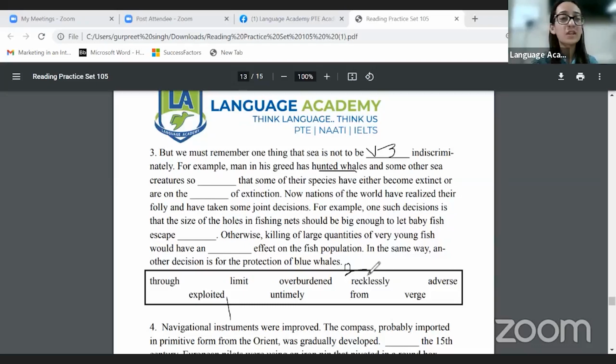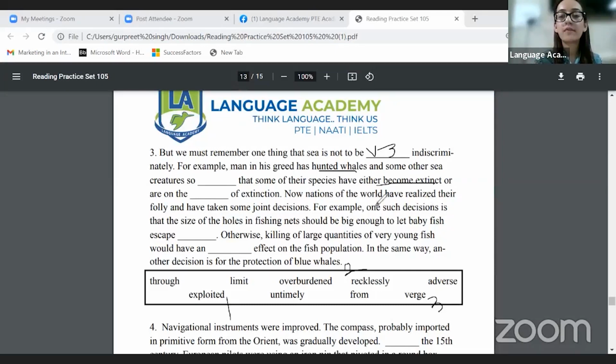Recklessly means very, very carelessly, without thinking what adverse consequences it can have. So that is reckless behavior, careless behavior. So either they have already gone extinct or are on the verge of extinction. This is a phrase, verge of extinction. When we have very few species left, and if those die, that particular organism or animal will become extinct. That is called verge of extinction, and we always write it in the same way.